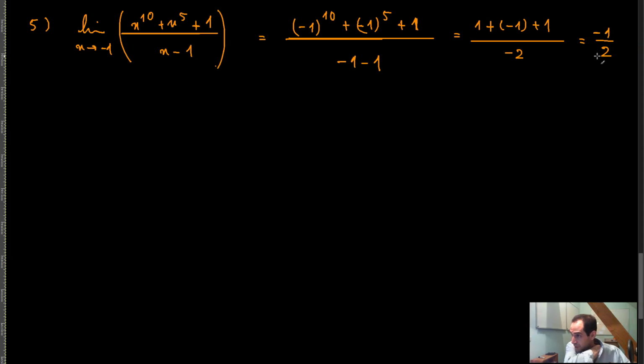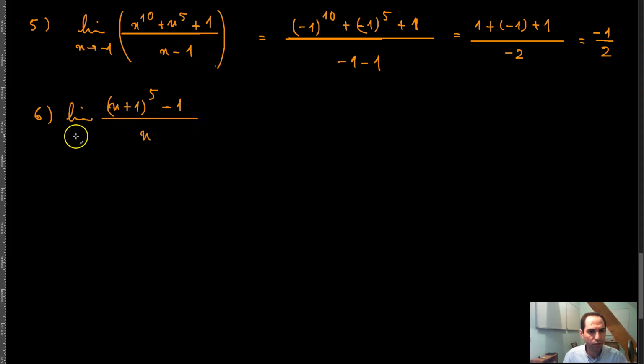So these are simple. Question number 6 is the limit of x plus 1 raised to the power 5 minus 1 over x as x tends to 0. This is again a rational function, and you can see that the denominator goes to 0. And the numerator becomes 1 raised to the power 5, which is equal to 1. 1 minus 1 is equal to 0. So you have 0 divided by 0.